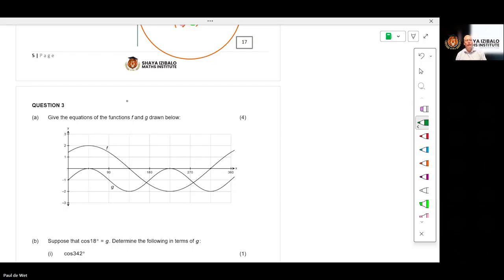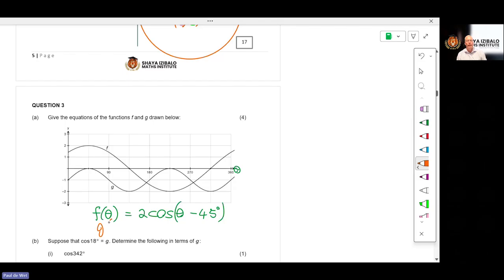Okay, guys. So f of theta is 2 cos theta. I've used x on the axis here, I should have used theta, but anyway, 2 cos of theta minus 45 degrees. Let's just look at this. The 2 is definitely correct, and the graph has moved 45 degrees to the right.